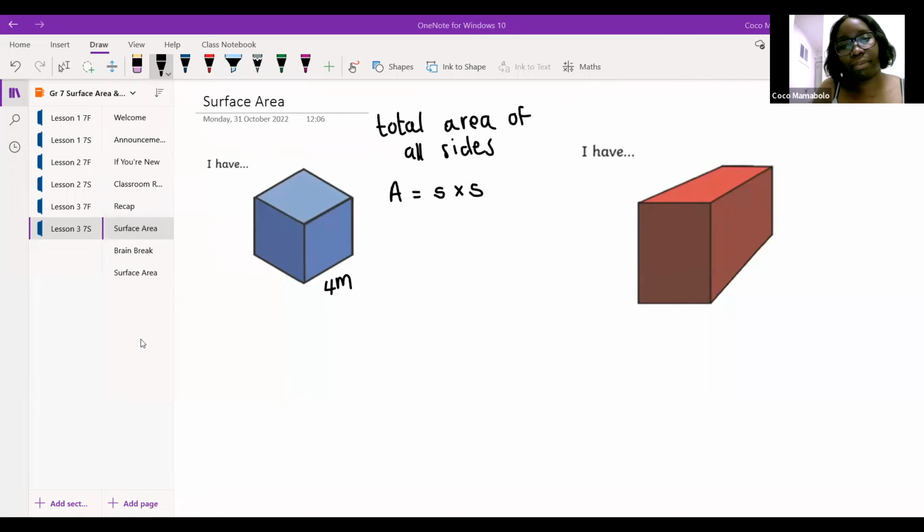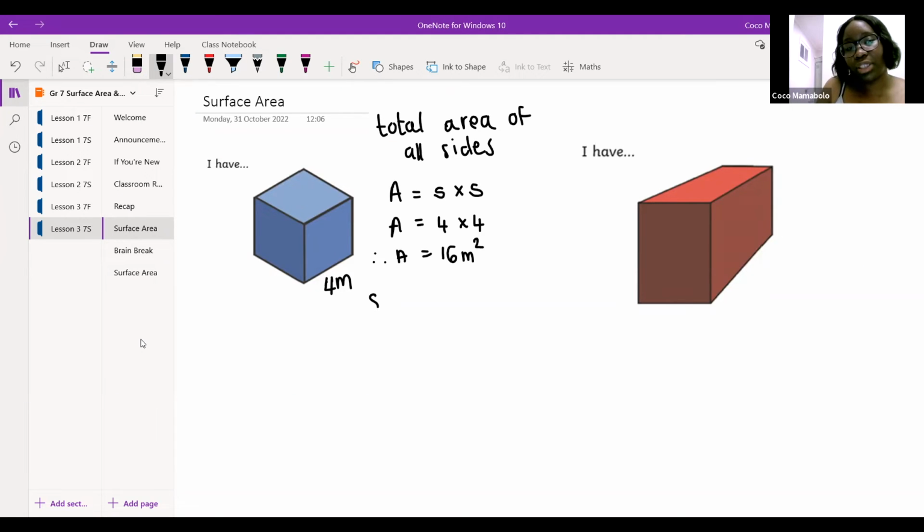You're going to say 4 times 4, which equals 16. 16 what? 16 centimeters squared. Yes. And then you're going to say 16 times the size of the cube. Hold on, Carrie, it's not centimeters. What is it? Meters, sorry, meters. 16 meters squared. Good.